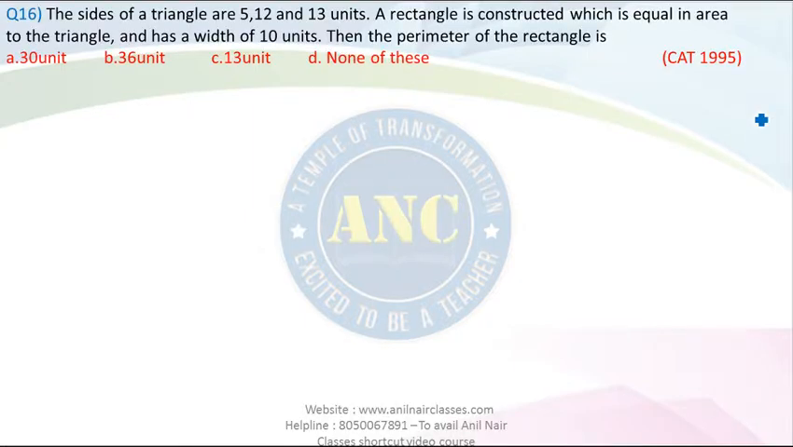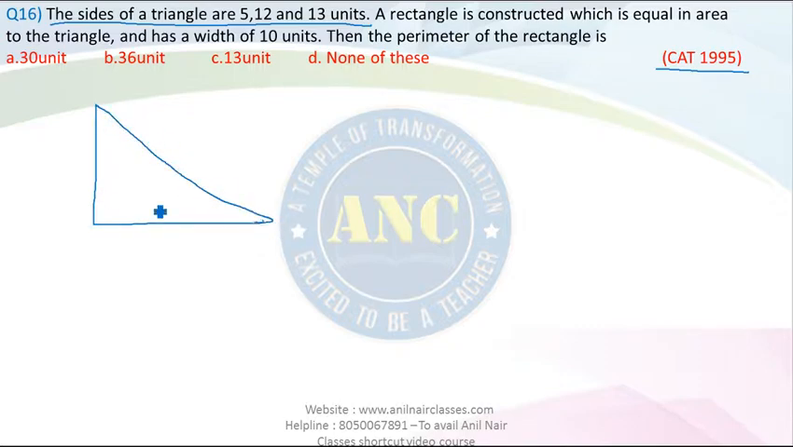Next question. Another CAT original question in the year 1995, but this is slightly an easy question. Question is, the sides of a triangle are 5, 12 and 13 units. Now, you should not fumble in understanding that 5, 12 and 13 will form a Pythagorean triplet. So, immediately you should identify that it is a Pythagorean triplet. This is 5, this is 12, hypotenuse is 13.